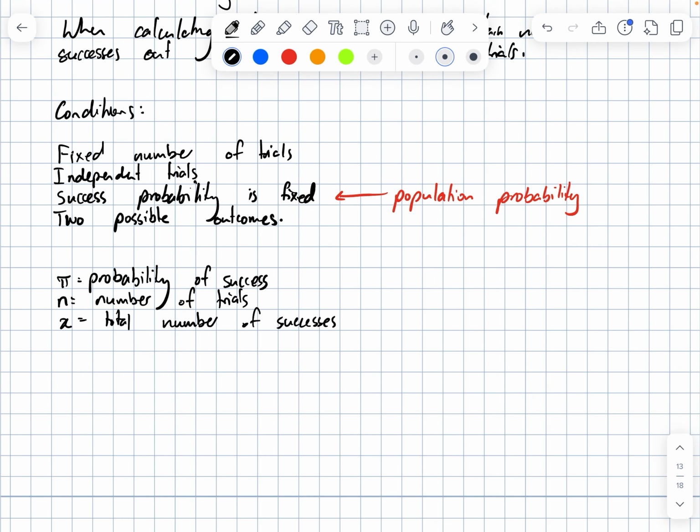The formula for a binomial distribution is the probability that X, which is our random variable, is equal to our particular one, is equal to nCx times pi to the power of x times 1 minus pi to the power of n minus x, where x must be between 0 and n, and x is a whole number.